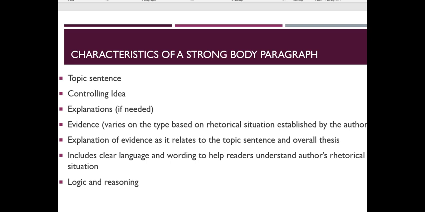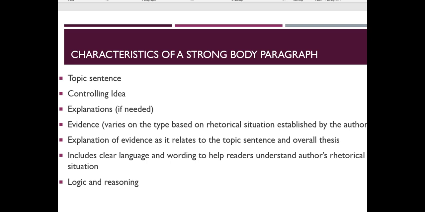And again, the explanation is key because, again, this is where your commentary is and how you're going to tie it all together back to not only your topic sentence, but also your thesis statement. This is the focal point, of course, where the body paragraph is. How do you want us to process this information?